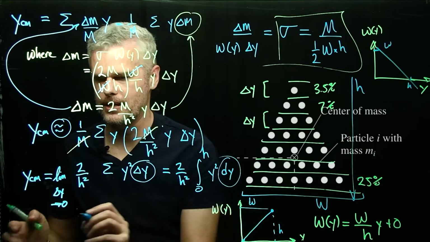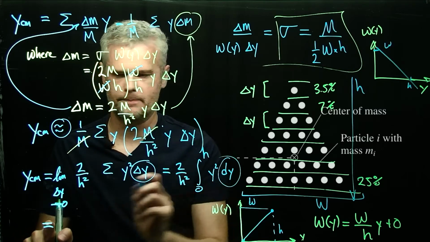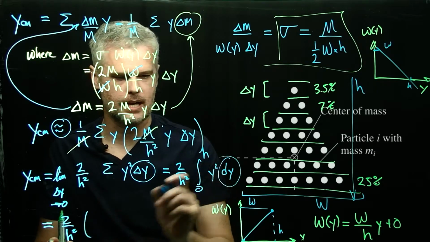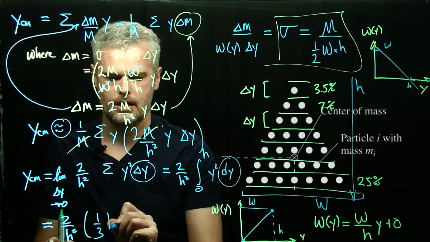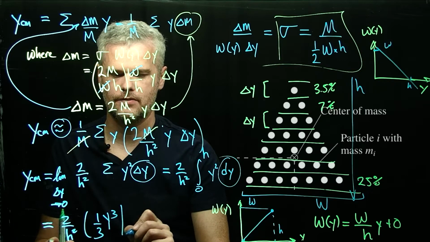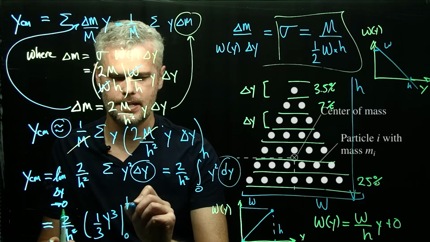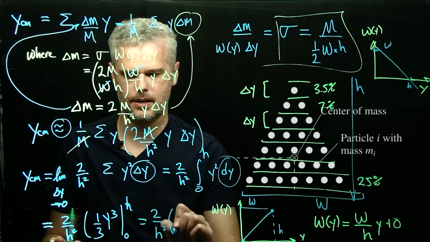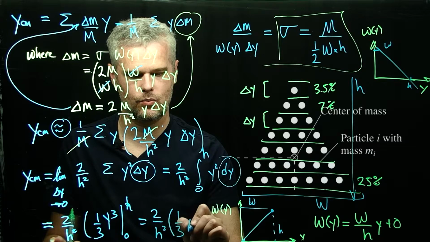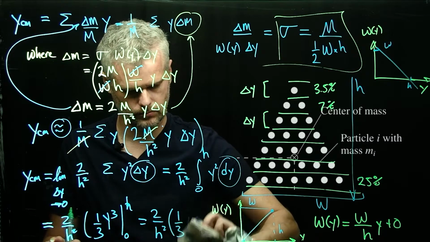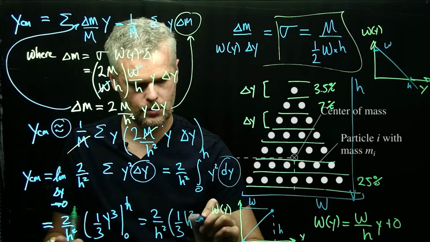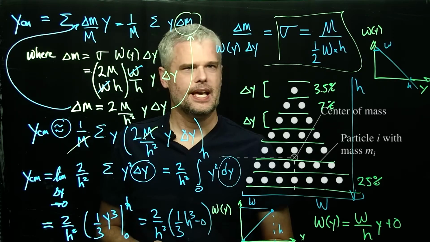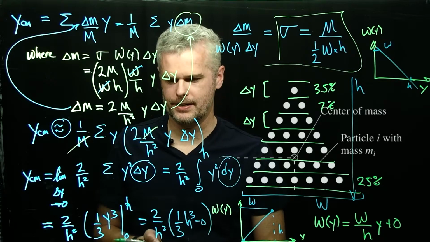So evaluating this, 2 over h squared, and this is 1/3 y cubed, evaluated at 0 and h. Plugging that in, I get 2 over h squared times 1/3 h cubed minus 0. H's cancel, and I'm kind of running out of space here.